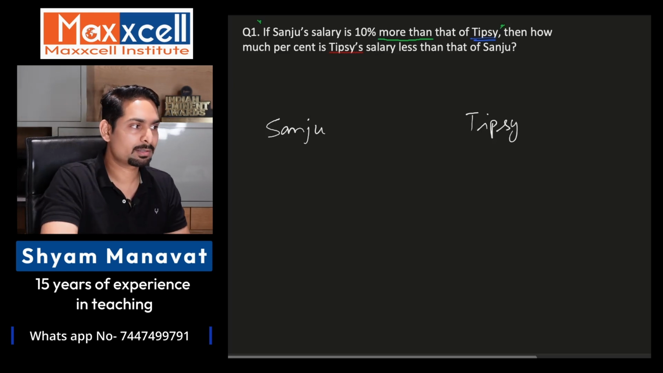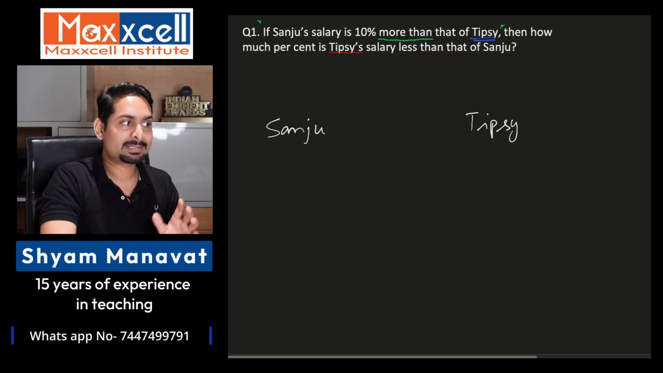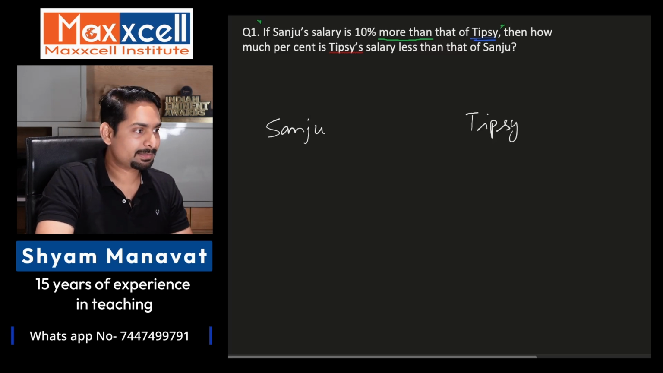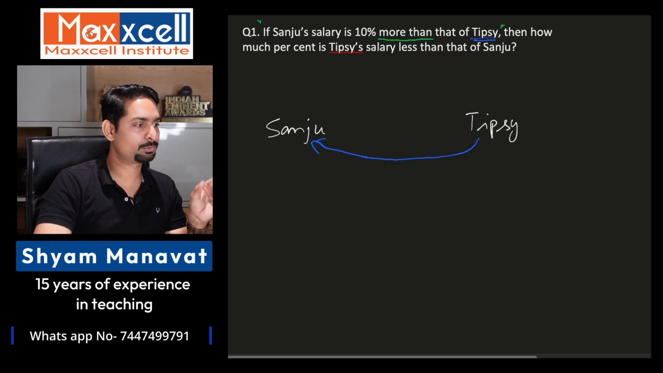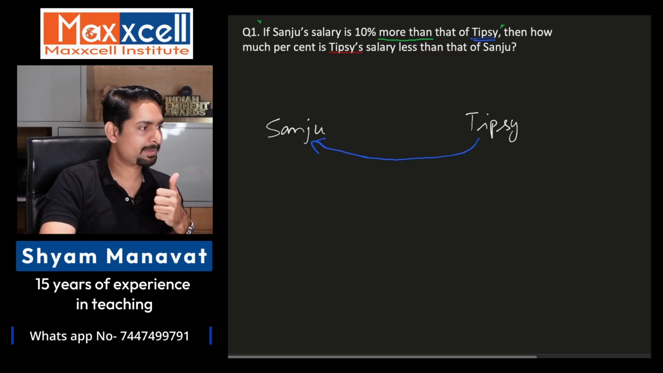So base value is what? Tipsy, right? So how do you frame the sentence here? How do you frame the equation here? Sanju's salary is 10% more than that of Tipsy. That means base value is Tipsy and Sanju is the next value. Okay, you start from Tipsy and you have Sanju over here. Clear? Great.